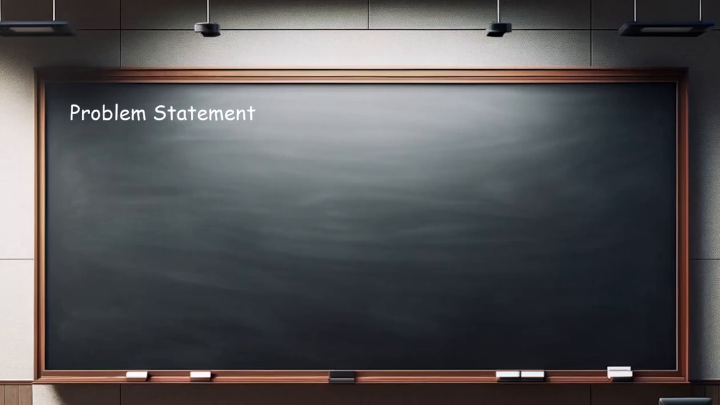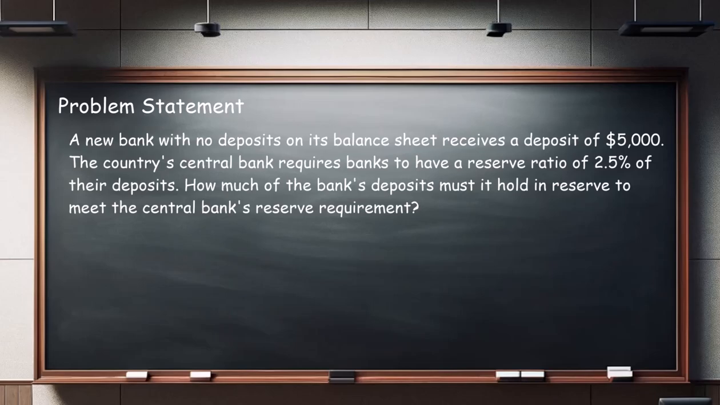Now let's look at a problem statement with a reserve ratio given as a percentage of deposits. A bank has deposits of $5,000. The country's central bank requires banks to have a reserve ratio of 2.5% of their deposits. How much of the bank's deposits must it hold in reserve to meet the central bank's reserve requirement?